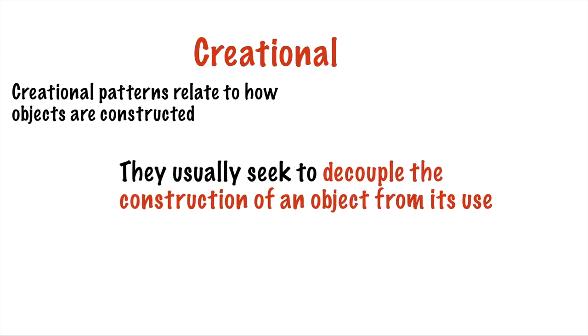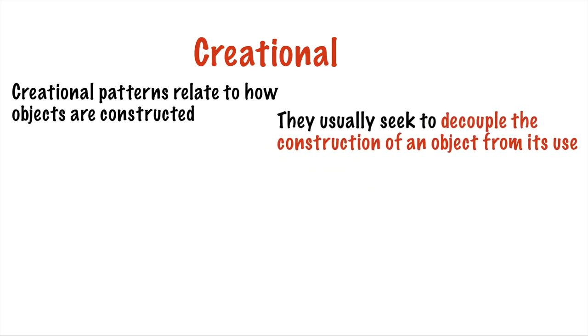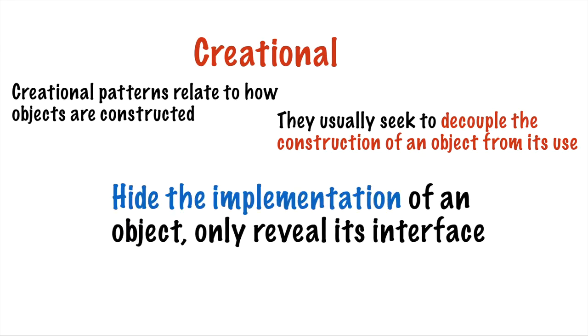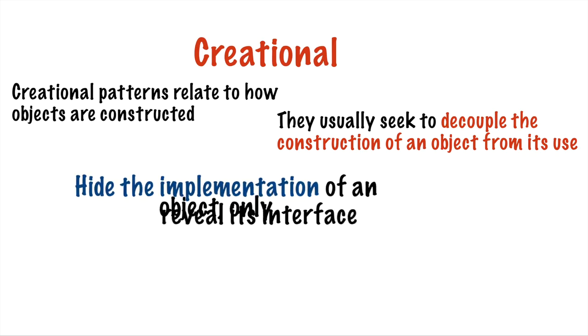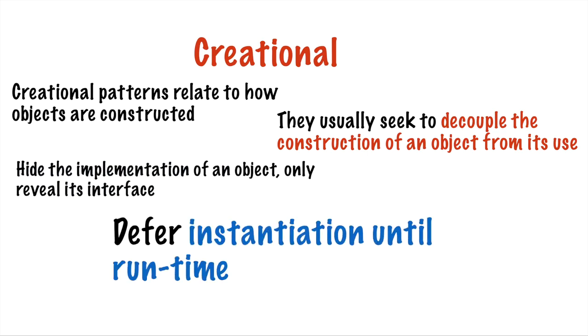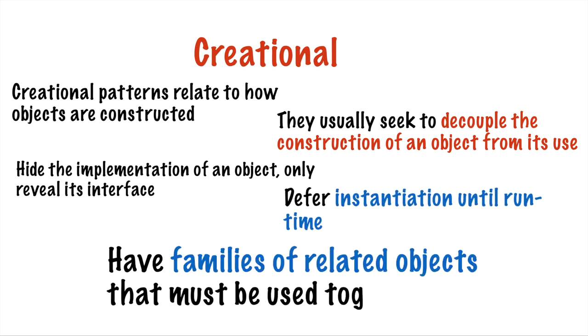There are a number of possible reasons why one might want to decouple the construction of an object from its use. One possible reason, we might want to hide the implementation of an object and only really reveal its interface, i.e. how it ought to be used. Another possible reason, we might want to defer instantiation of the object until runtime. In other words, we'd like to leave until the very last possible minute the choice of exactly which object is going to be created.